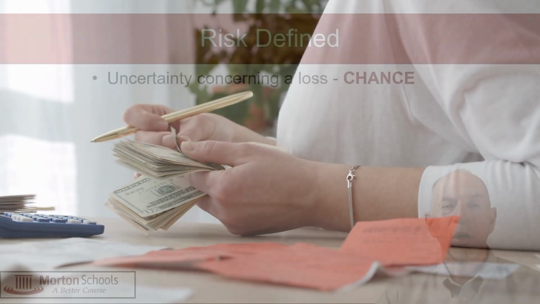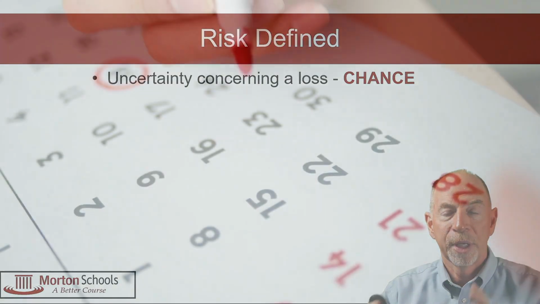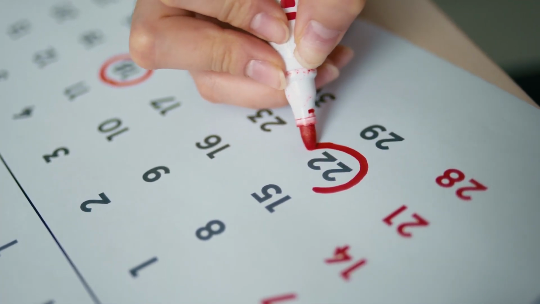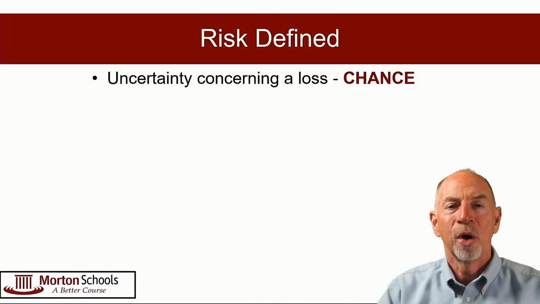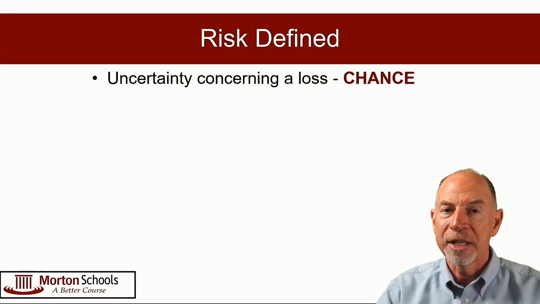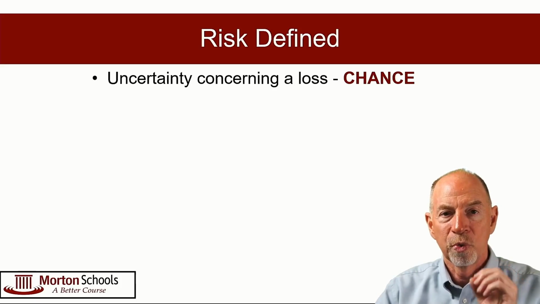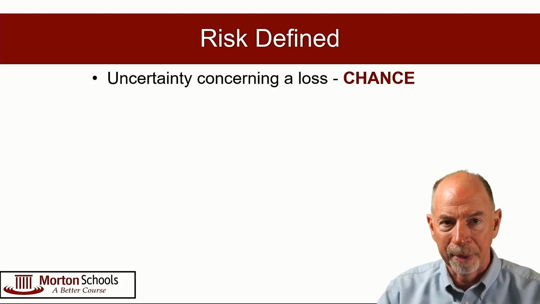Now, risk is one of those weird words like the word tomorrow. Because what? Because tomorrow never gets here. When tomorrow does get here, we give it a different name. We call it today. Well, risk is something that could happen but never does. Because if it does happen, we give it a different name. We call it a peril. So risk just means something that could happen.